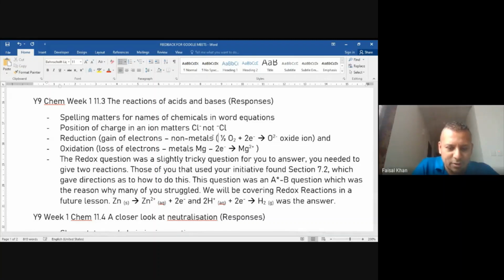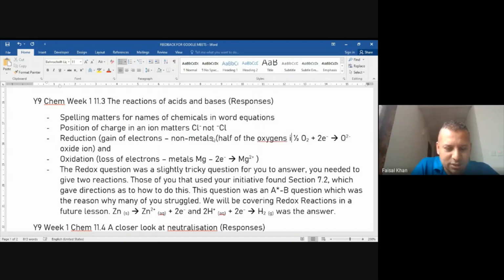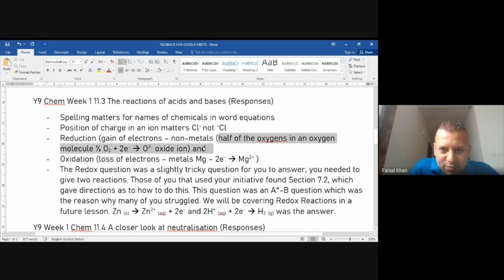Non-metals, half of the oxygens in an oxygen molecule, okay? Now this bit over here is a little bit fuzzy. And the reason why it's fuzzy is because to understand that completely, I need to teach you a concept in year 11 called moles, okay? So that is a little bit fuzzy, but do not worry about it. I'm helping you through it.